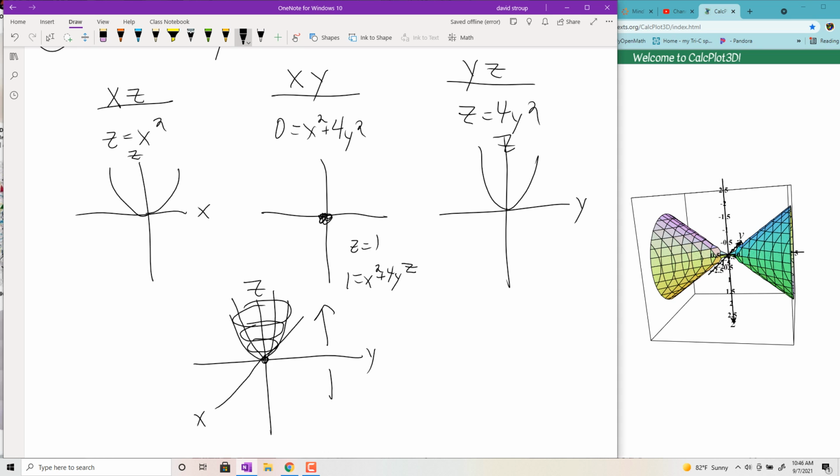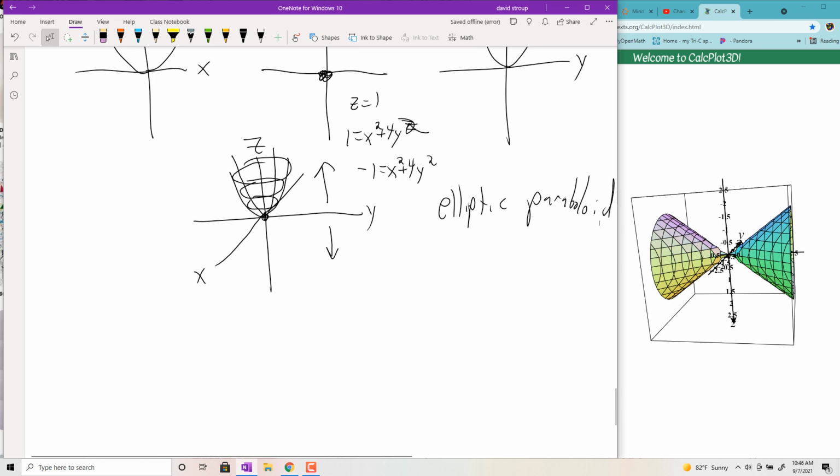If you tried to go downward in the z direction, you'd get negative 1 equals x squared plus 4y squared. And of course, in that case, there's nothing there, right? So this turns out to be your elliptic paraboloid. And if you want to, you can graph it, but this one turns out to be pretty easy.